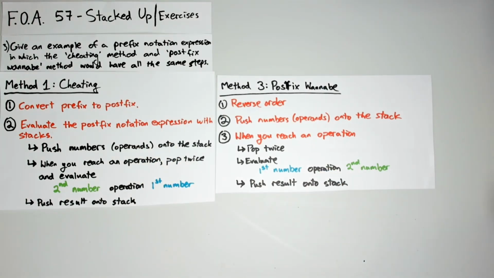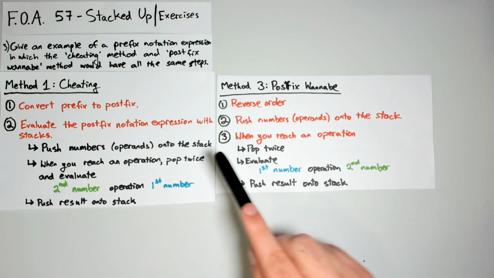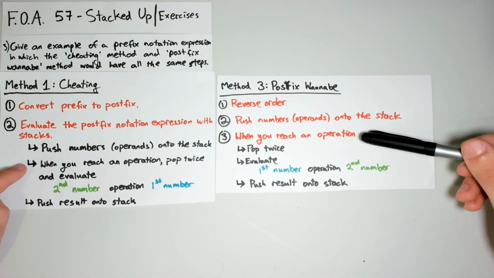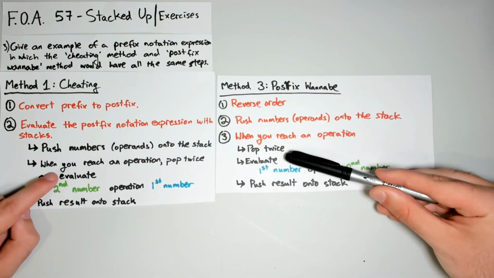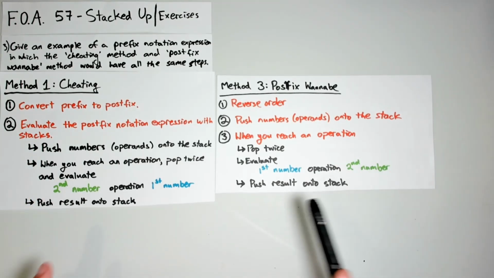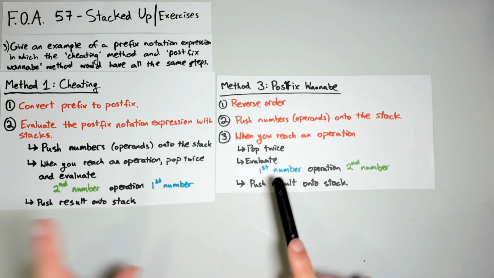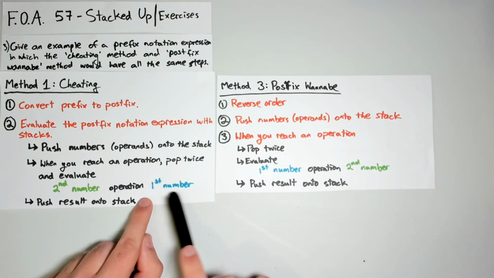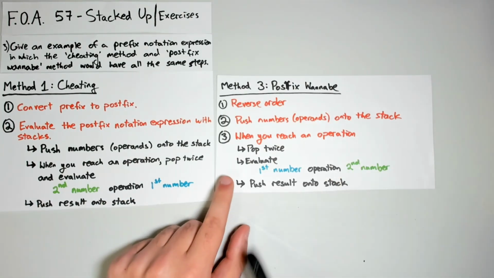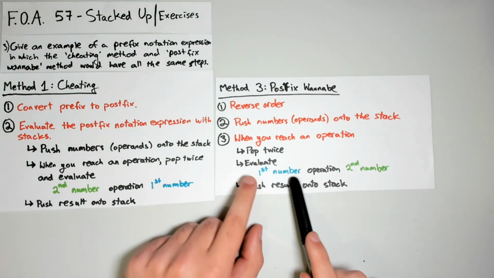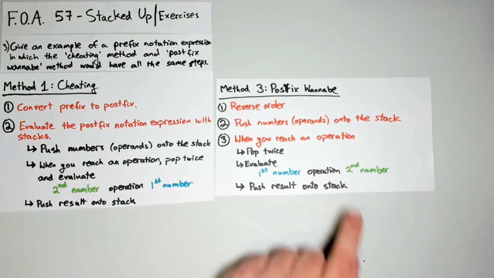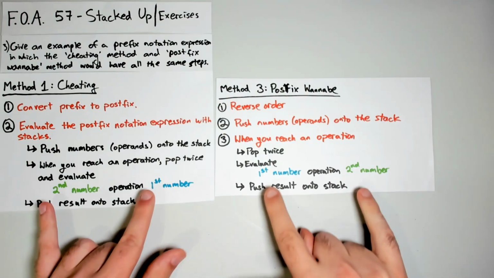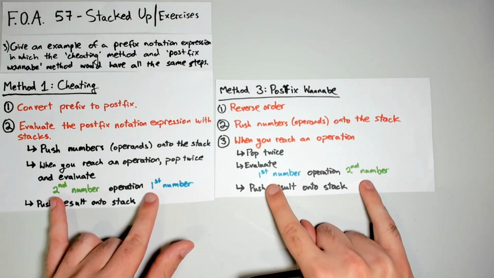And then the second part is quite similar, right? We push numbers onto the stack. When we get to an operation, we're going to pop twice and evaluate. But once again here, we have to be careful. The main difference is that in the cheating method, we do the second number we pop, the operation, then the first number we pop. Whereas in the postfix wannabe method, we do the first number we pop, the operation, and then the second number that we pop. So we have to somehow make sure that this is also the same in both methods.